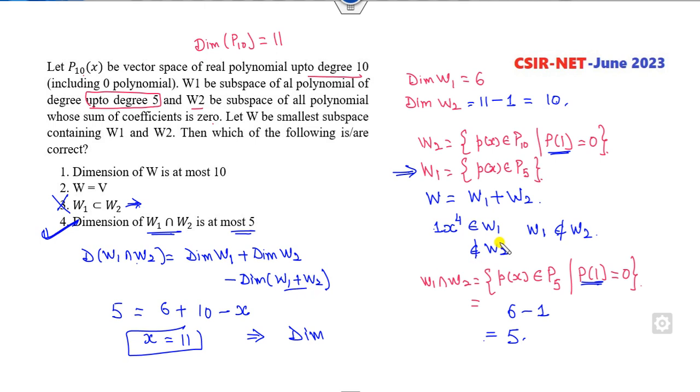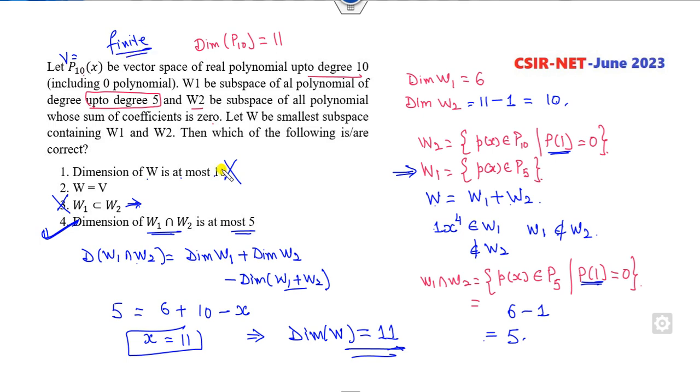Dimension of W1 plus W2 is nothing but my W, which is 11. So the dimension of W is at most 10. That's a wrong statement. Now W and V, this is my V vector space, and both are finite dimensional.